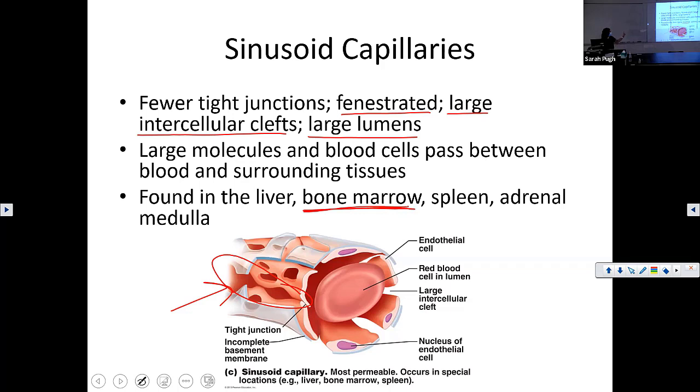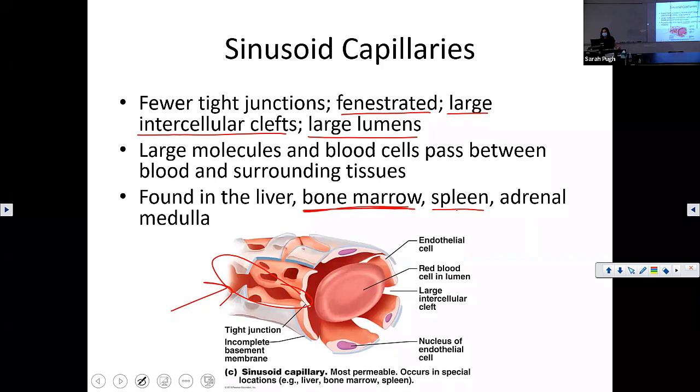Okay, so one example of where we would find sinusoid capillaries is here, bone marrow. Why do you need sinusoid capillaries in your bone marrow? What's happening in bone marrow? Blood cell formation. You are making blood cells. And once they are made, you have to put them into the vessels, right? So this is why you're going to have sinusoid capillaries in your bone marrow, okay?